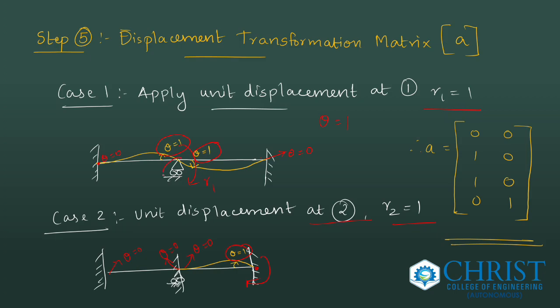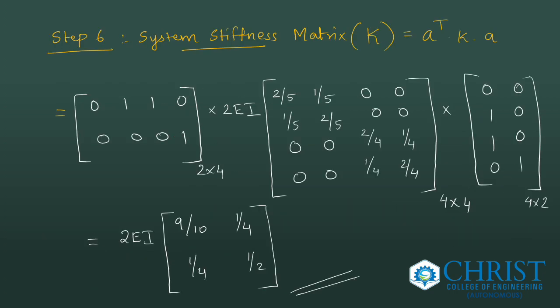That's why even though this is roller, I assume here it as fixed because I apply unit displacement at second system coordinate assuming all other ends are fixed. Now I write the A matrix as 0, 1, 1, 0, 0, 0, 0, 1. And next, only up to this much there is a complexity. After which you can just substitute in calculator and then find the answer.